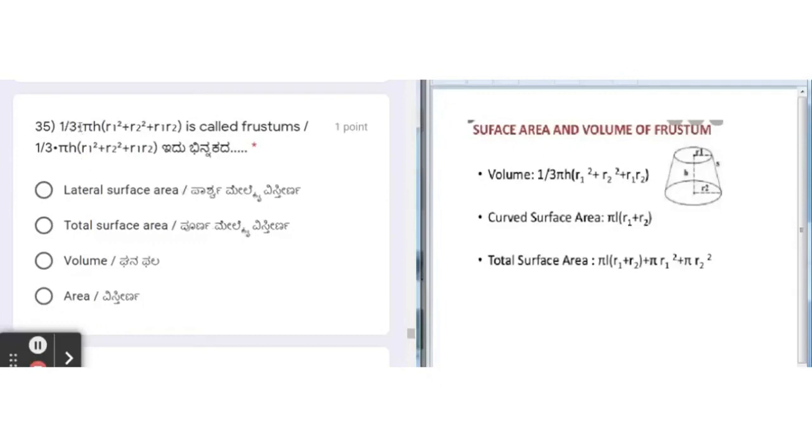35th question: 1 by 3 pi h (r1 square plus r2 square plus r1 r2) is called the frustum's volume, or the frustum's total surface area, or the formula for lateral surface area. We'll see the formulas on the right side of the page. Volume of a frustum is 1 by 3 pi h into (r1 square plus r2 square plus r1 r2). Curved surface area is pi l into (r1 plus r2). Total surface area is pi l into (r1 plus r2) plus pi r1 square plus pi r2 square. So the correct option for this question is volume.